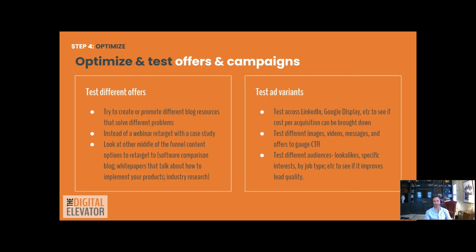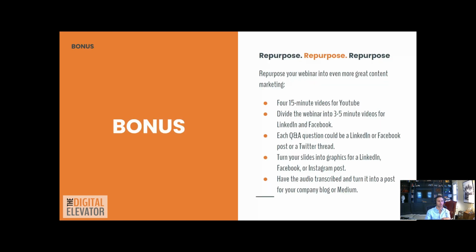You can test different images, videos, creatives, and offers to gauge click-through rate, and then test different audiences. You can do lookalike audiences, which are always great. You can test people by specific interests, by job type, etc., to see if it improves your lead quality. So if you have things that are working, always trying to just get a little bit better, drop that percentage of costs, or increase that percentage of conversions a little bit by little bit until you're really satisfied with what you got there.